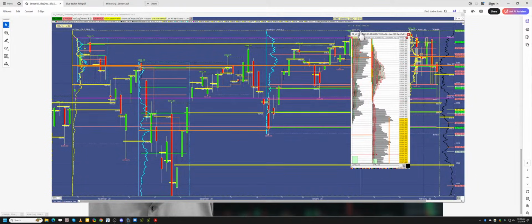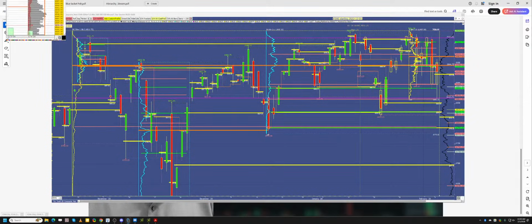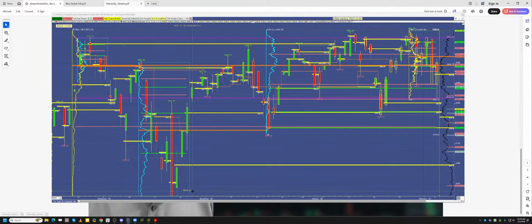Am I going to get long? Not so much. But that's just me. Doesn't mean it's the right thing to do. What is the right thing to do? Here's the answer. The right thing to do is to follow your plan. Is everybody tracking so far?